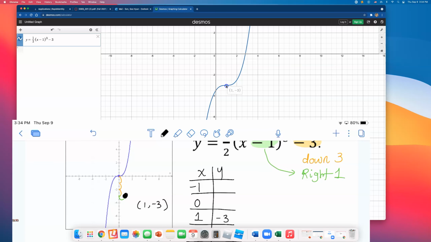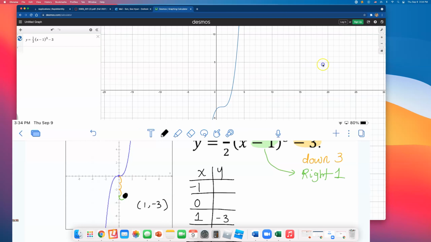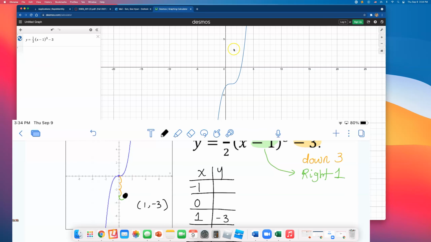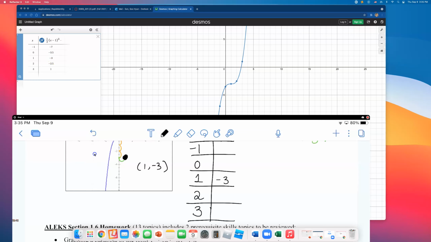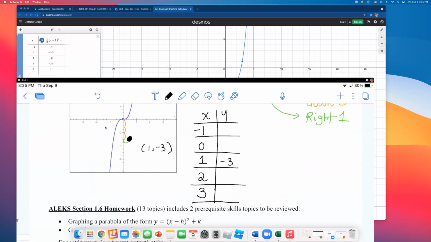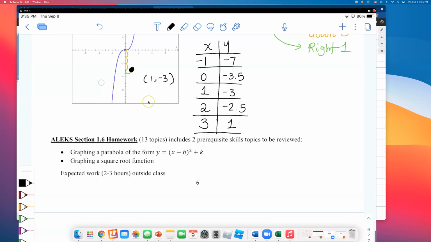Now, what I want to do is have enough points on my curve so that I can sketch this graph. Okay, that's what I want to have on my paper. So let me open up this table of values, and I know what kind of x values I want. So I'll change these to -1, 0, 1, 2, and 3. And I'll just go ahead and copy these down first. So these are the numbers that we will get if we were to plug in these x values into the function ourselves. So I'm skipping some PEMDAS work. -7, -3.5, -3, -2.5, and 1.